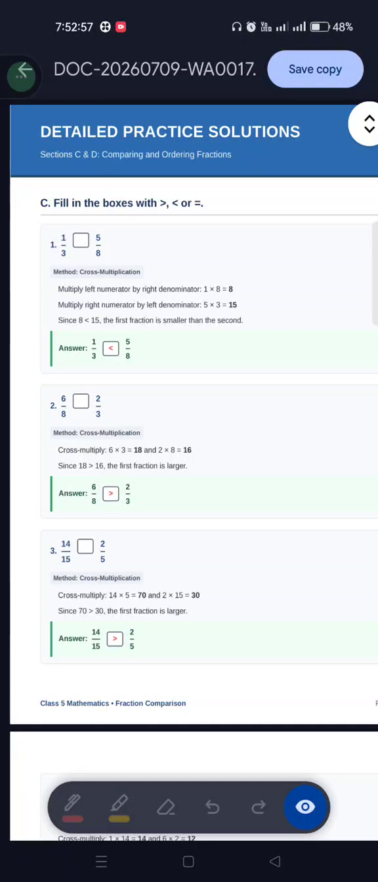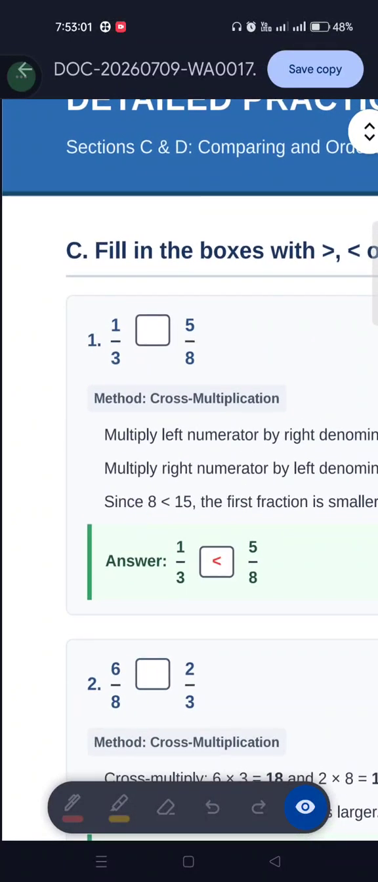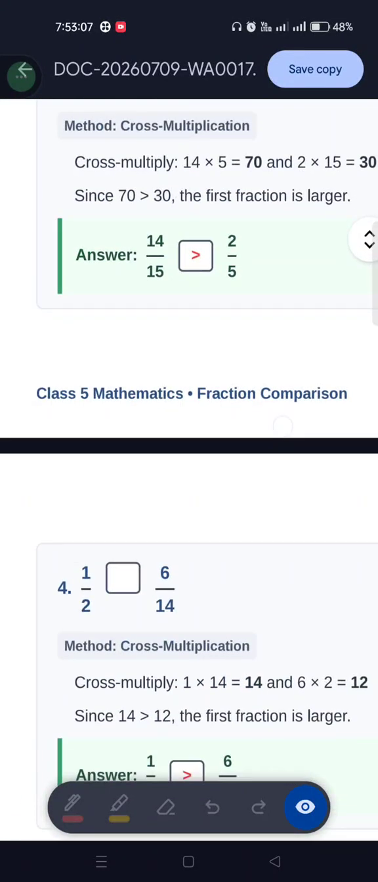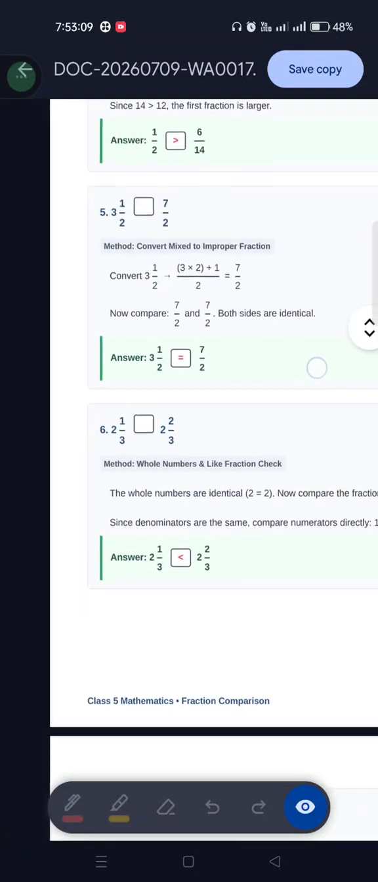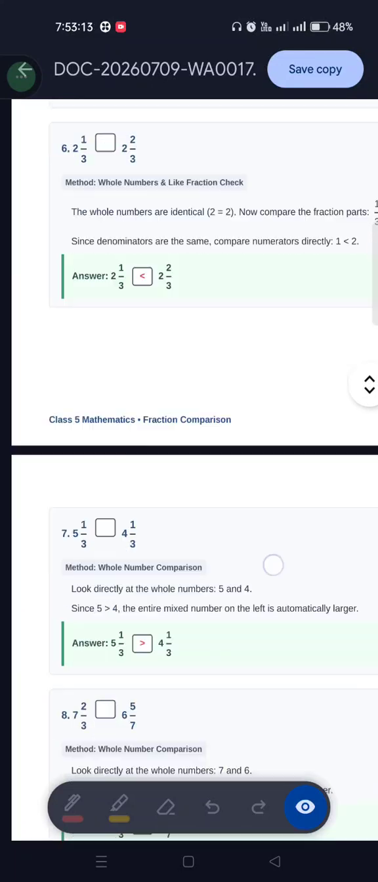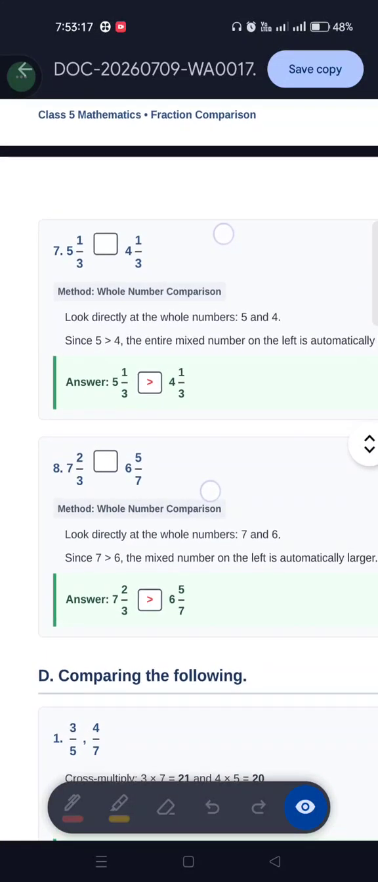Yesterday, we completed part C of question number 1, which is fill in the boxes. Yesterday we did 6 questions. Now, we will do question number 7 and 8 today.